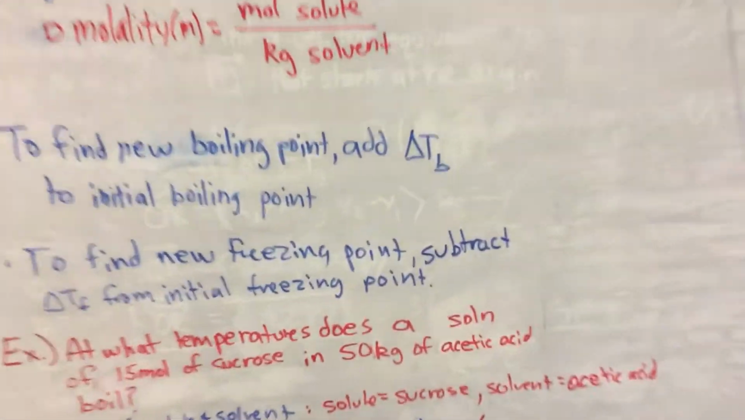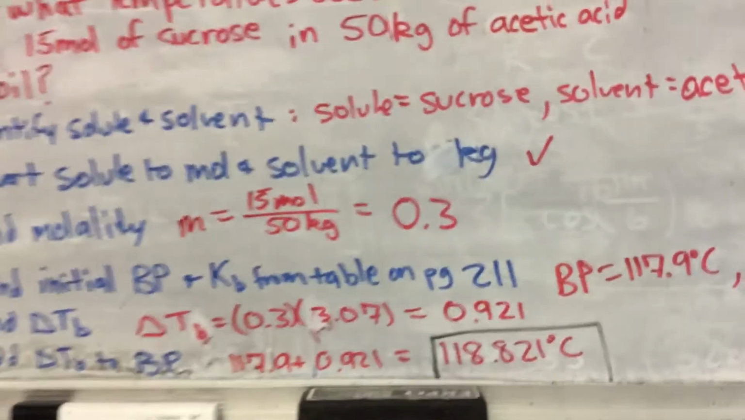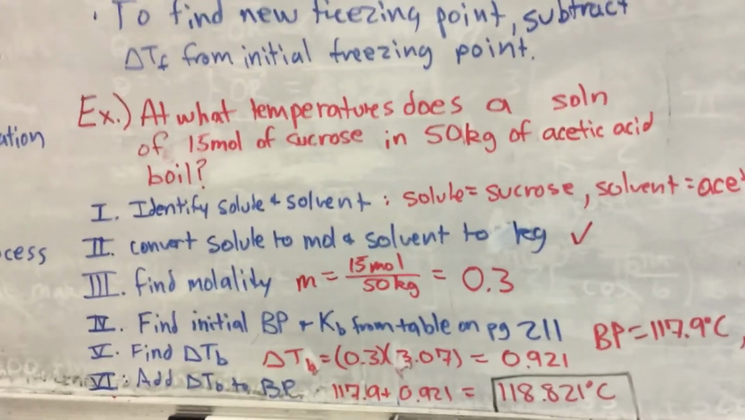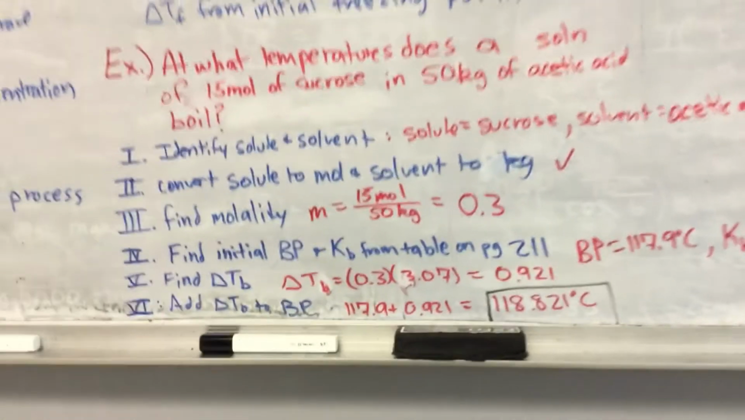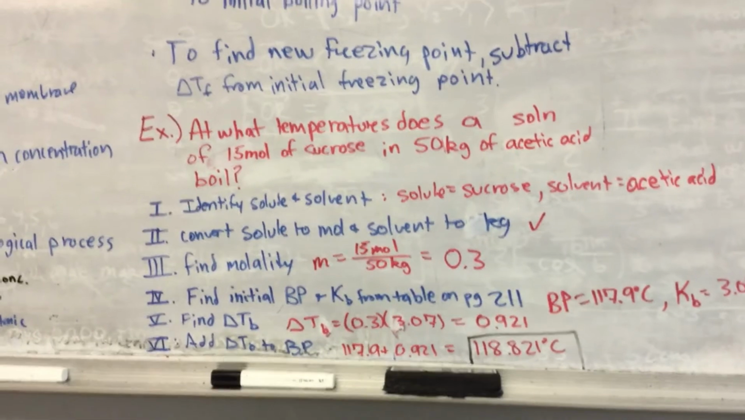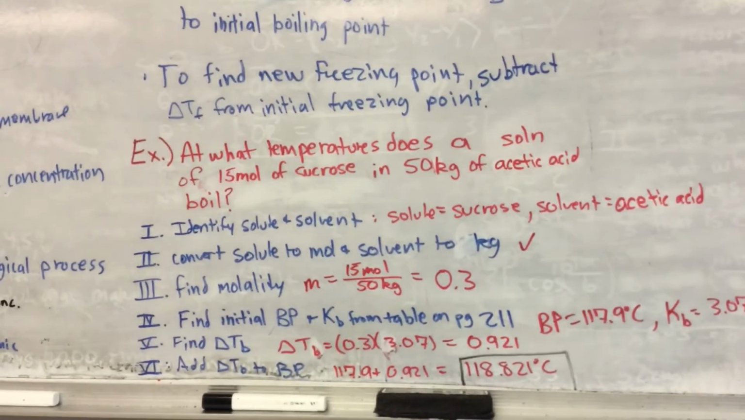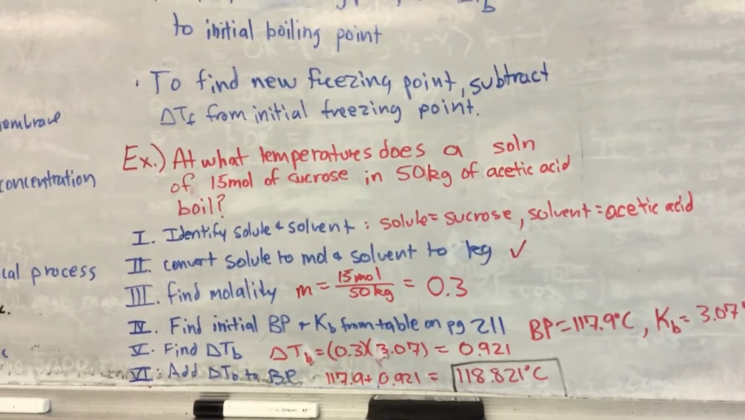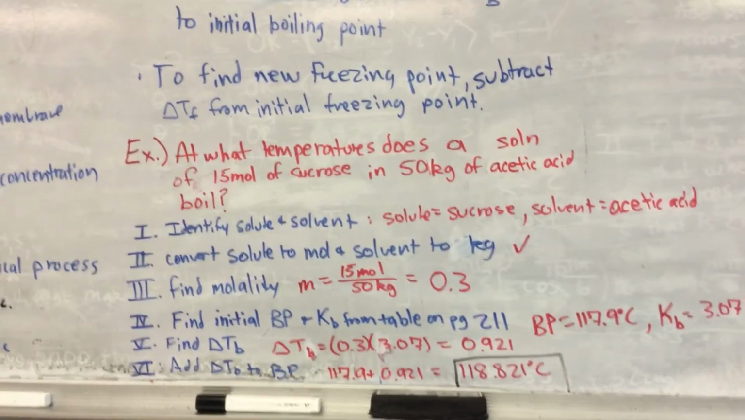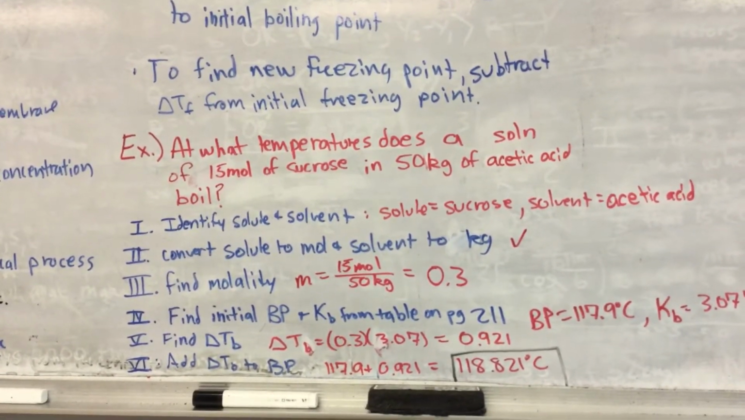All right, so here is an example where we go over how to find the new boiling point. Notice we have 6 steps here. The first step is to identify the solute and solvent. Our question asks, at what temperature does a solution of 15 moles of sucrose and 15 grams of acetic acid boil?